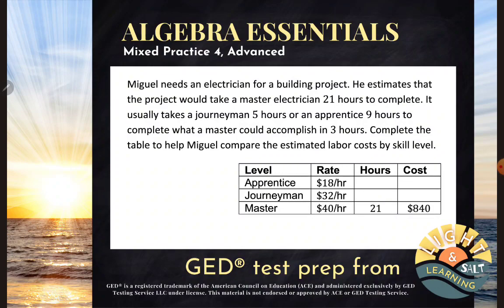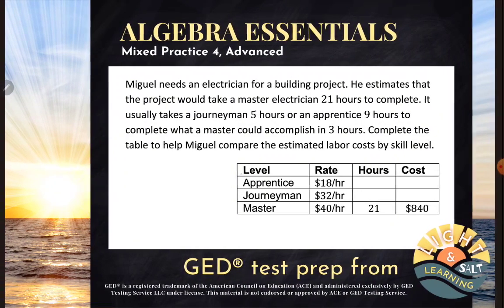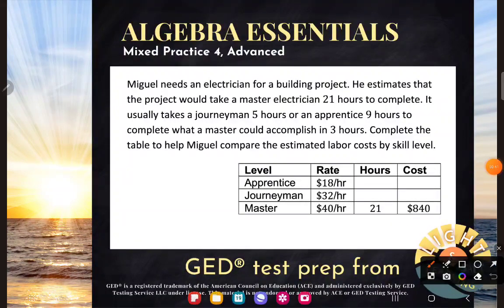And we can see we have this table with our levels of electrician, right? You could be an apprentice starting out, a journeyman, or a master. And each one of those levels has a rate, apparently, that Miguel pays. It looks like Miguel pays well. $18 an hour, $32 an hour, I'm in the wrong profession, or $40 an hour.